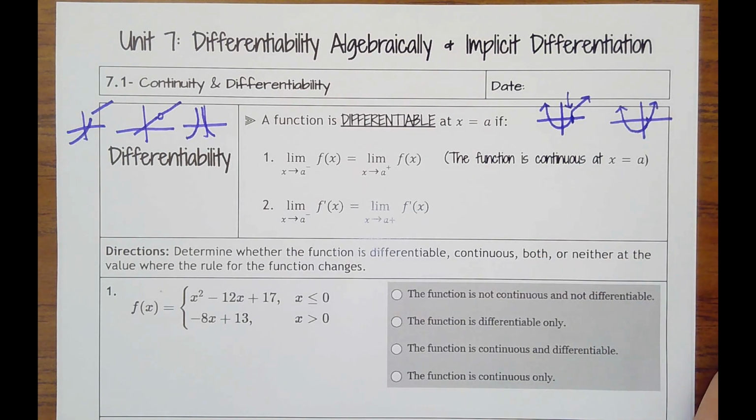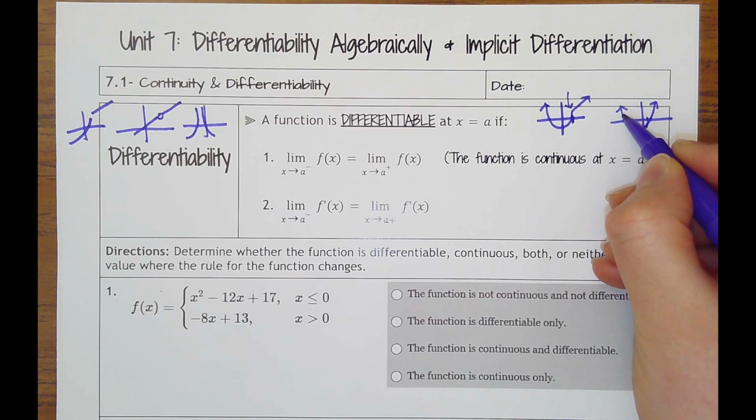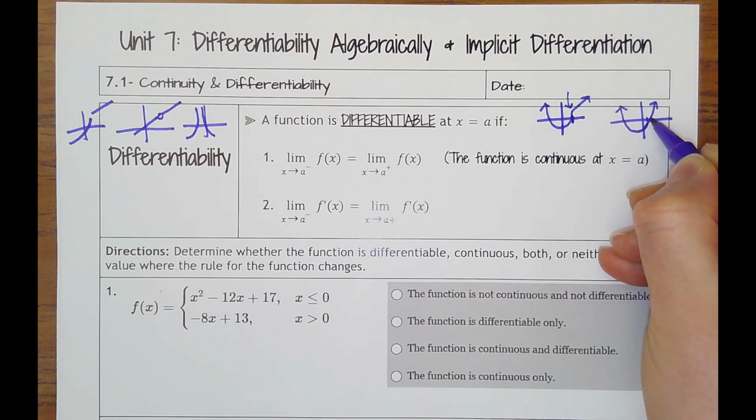Versus this one was even kind of hard to draw. I did a parabola and then kind of stopped and then continued on. This piecewise function would be differentiable because it's smooth, there's no corners or cusps. The slope would be the same coming from the left and the right here.